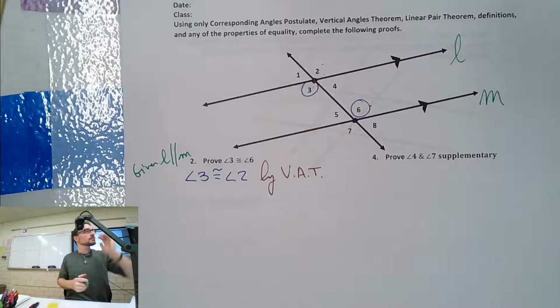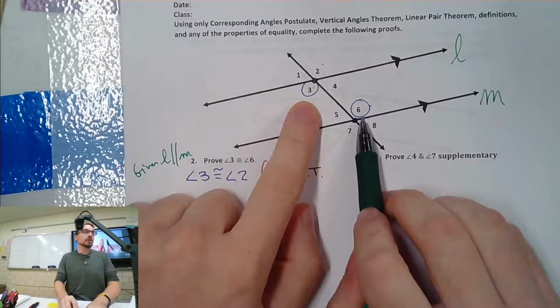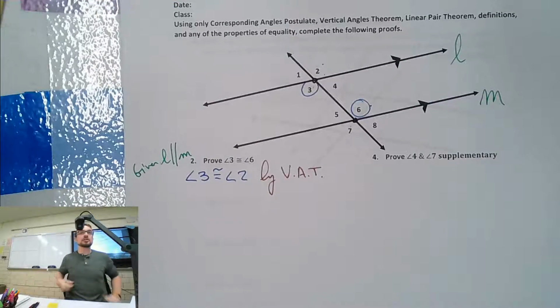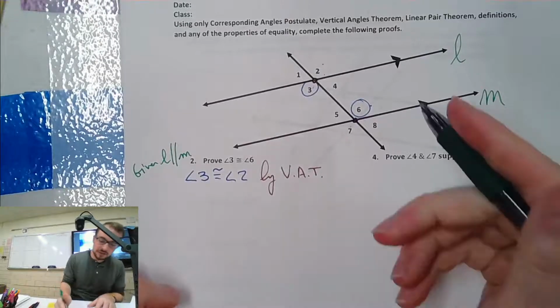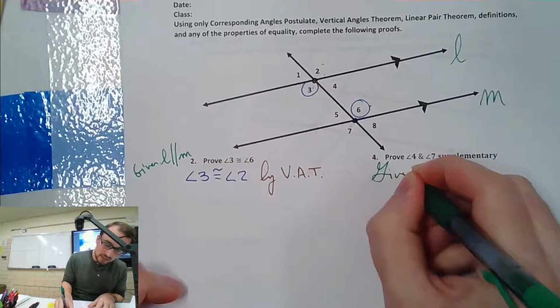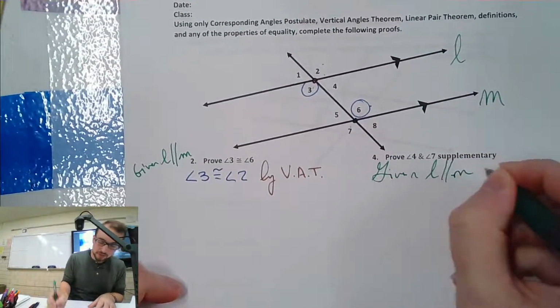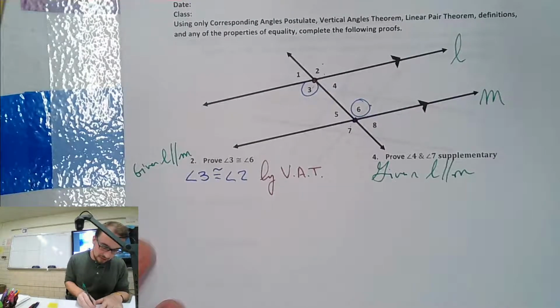Yes? Are 3 and 6 alternate interior? They would be, yes. They are alternate interior. What we're doing is proving that all alternate interior angles are congruent. We're just not allowed to use that theorem yet. We will next week. So for all of these, we're going to have to write that given L is parallel to M. I would write that right now.